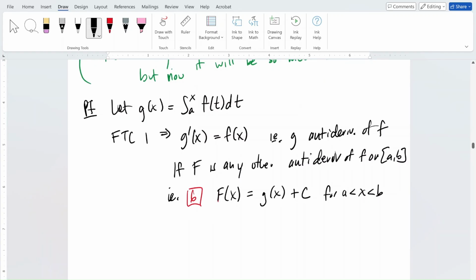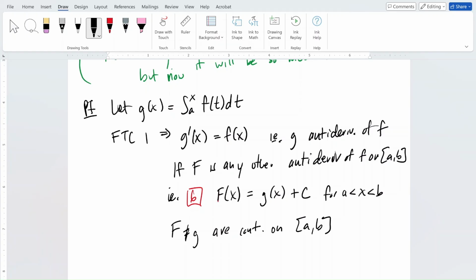Well, not only that, we also know that g is continuous, and if g is continuous and you're adding a constant c to it, then capital F is also continuous. So we know that f and g are continuous on a to b.